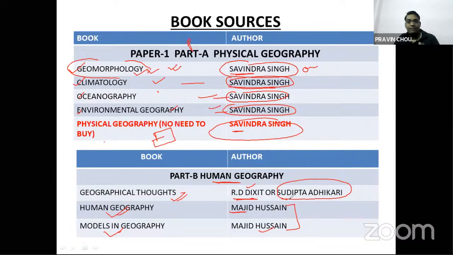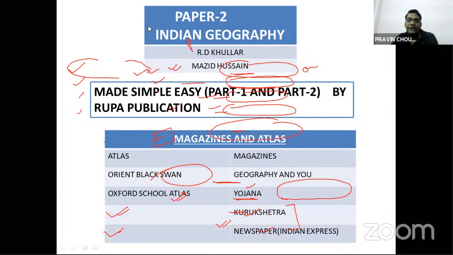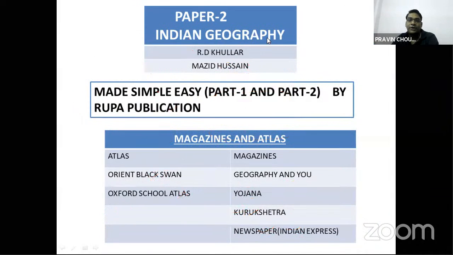ओके पार्ट वन पेपर 1 के लिए जो है पार्ट बी ह्यूमन ज्योग्राफी के लिए ज्यादा बुक लेने की जरूरत नहीं है. You can buy only RD Dixit and Majid Hussain: one book for human geography, another book for models in geography. Okay, this is for your paper 1. ओके, पेपर 1 में आपको ये बुक लेना है. Second, paper 2, that is about Indian geography. So Indian geography के लिए आपको क्या लेना होगा?